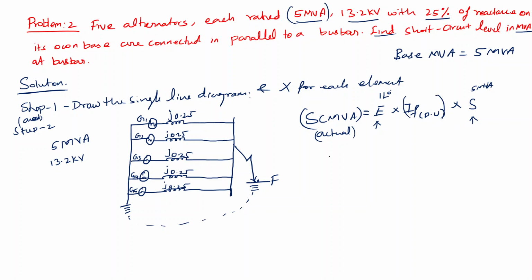So what is the formula for IF per unit? So I will write here. What is the formula for IF per unit? Please tell me. IF per unit is E divided by X equivalent. Correct or not? E divided by X equivalent. Here we know again E value is 1 and X equivalent value we don't know. So we need to find out X equivalent.